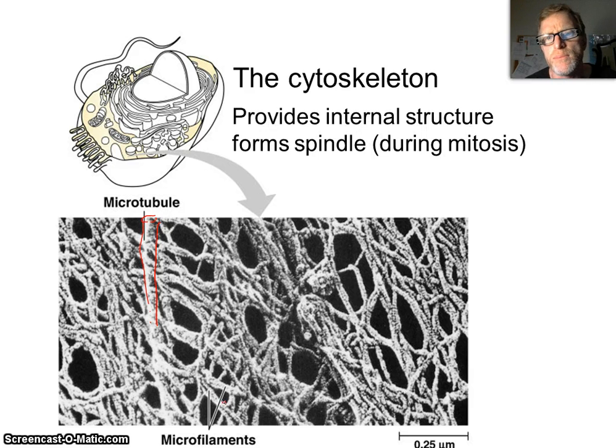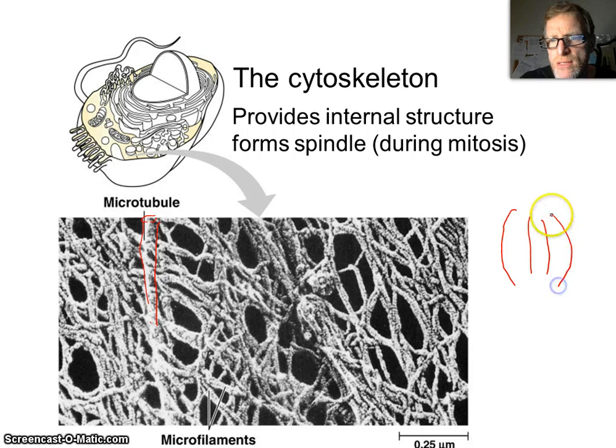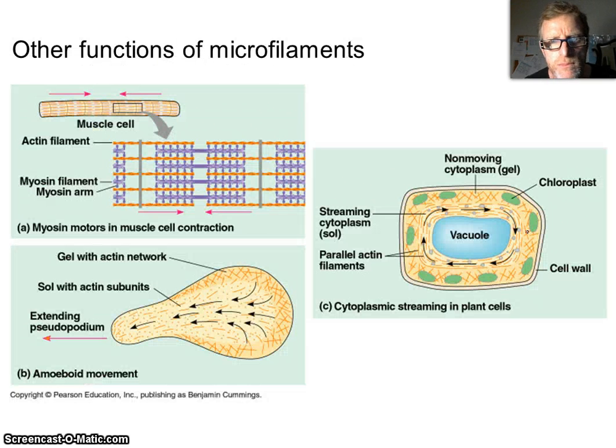Again, providing internal structure, and then they're going to form this thing called a spindle. Remember, during mitosis, the spindle forms, and we have chromosomes line up in the middle, and they move to each end. That's an arrangement of the cytoskeleton that provides that spindle structure for cell division. Okay, other structures of microfilaments. Well, in muscle cells, these filaments pull against each other and provide for muscle contraction. So there's another function of microfilaments.